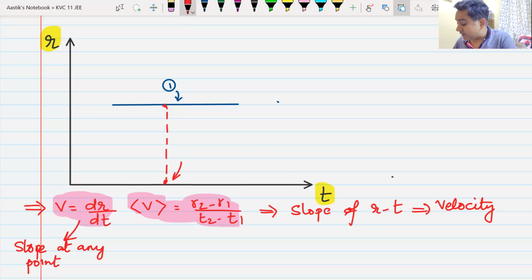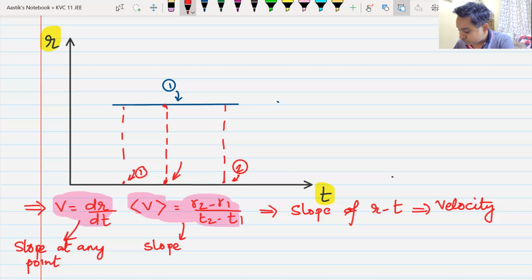How do I get the average velocity? The average velocity is between 2 points. So 2 points will be given to you. For example, 1 point will be given here, T1, point number 1. 1 point will be given here, point number 2, and you will be asked, what is the average velocity from A to B, 1 to 2? You find the slope between the 2 points. And how do you find the slope between the 2 points? R2 minus R1 divided by T2 minus T1.